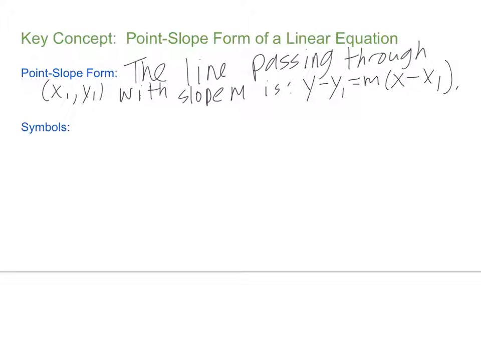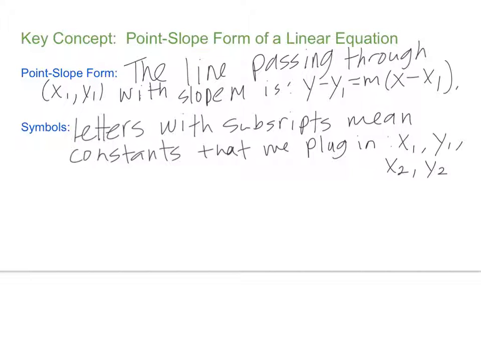Symbols. A key thing: letters with subscripts mean constants that we're going to plug in, like x sub 1, y sub 1, x sub 2, y sub 2. Those are constants that we will substitute into some formula like for slope or slope-intercept or point slope.